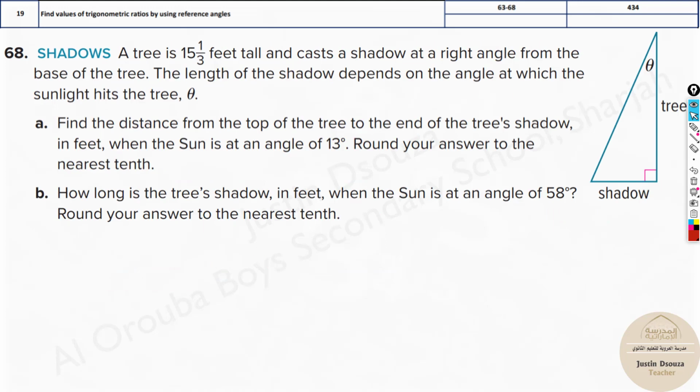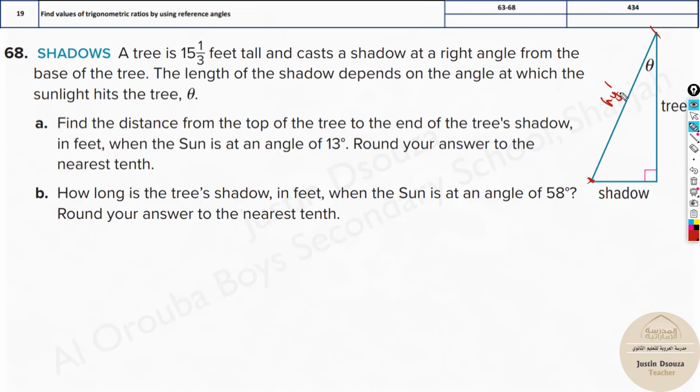And now we have a real world problem. A tree is 15 and 1/3 feet tall and casts a shadow at right angle from the base of the tree. The length of the shadow depends on the angle at which the sunlight hits the tree. Depending on the sunlight, the shadow will be either more or less. So the same thing is happening here. Find the distance from the top of the tree to the end of the tree shadow. So this distance, that's the hypotenuse.